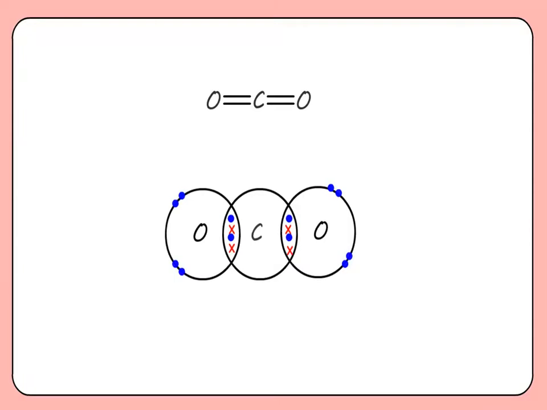Carbon dioxide contains 2 carbon to oxygen double bonds, which are represented in short form like this, and as dot and cross diagrams like this.